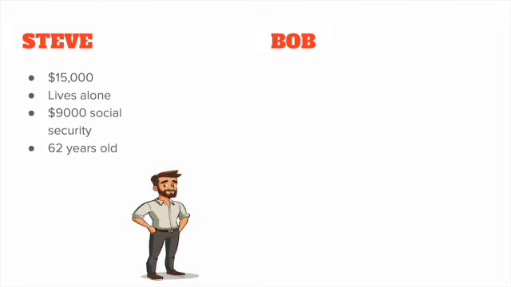So what does the OPM look like when it's actually being used? Let's consider this example. Steve is a 62-year-old man who makes $15,000 a year. He lives alone, and he has the added benefit of $9,000 a year in Social Security. If the poverty line is $15,000, then Steve is above the poverty line according to the OPM.